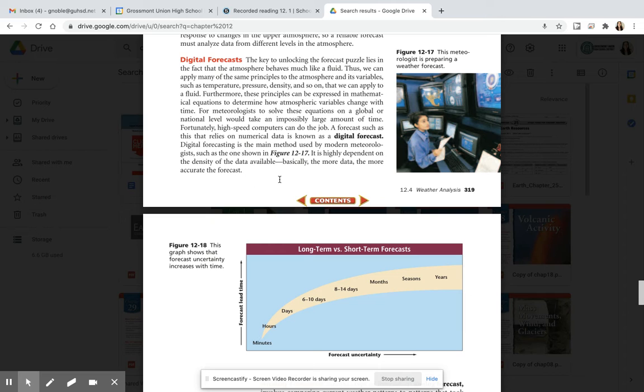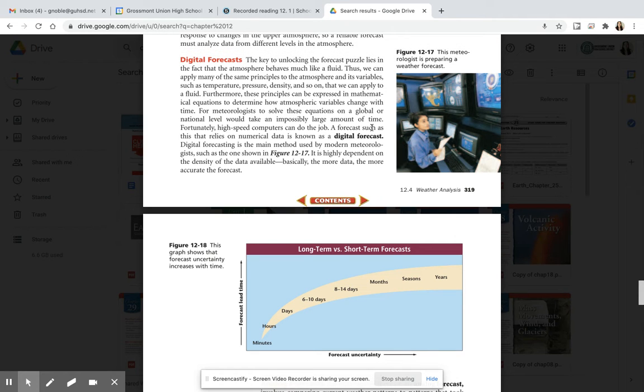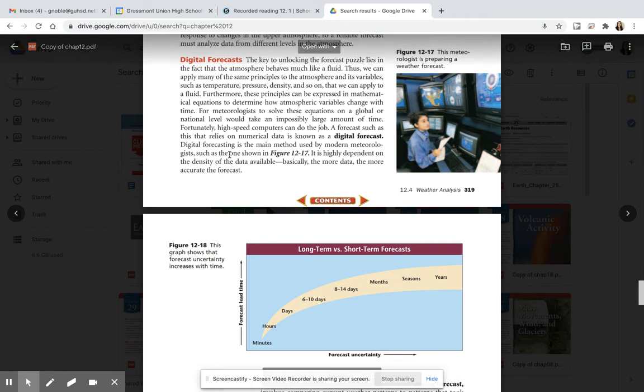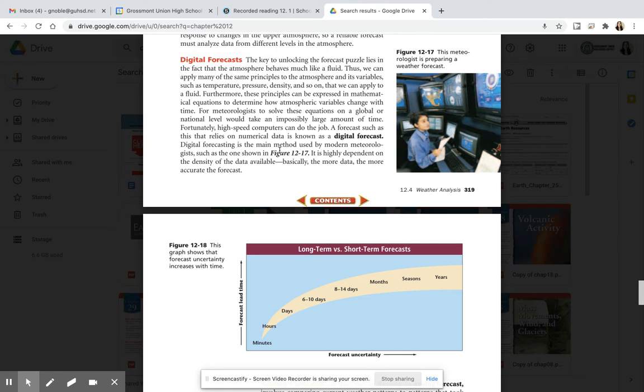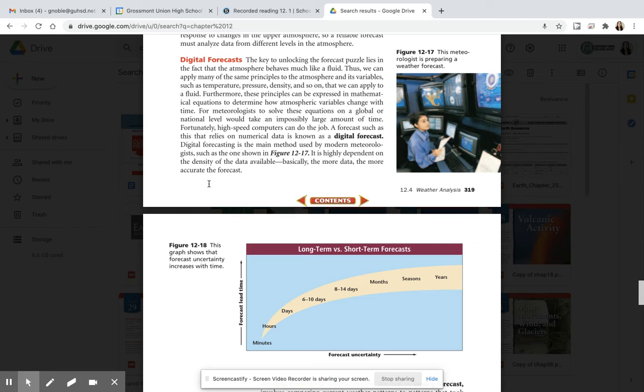Digital forecast is the main method used by modern meteorologists. For meteorologists to solve these equations on a global or national level would take an impossibly large amount of time. Fortunately, high-speed computers can do the job. A forecast such as this that relies on numerical data is known as a digital forecast.